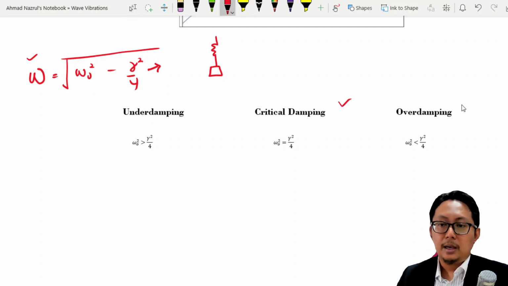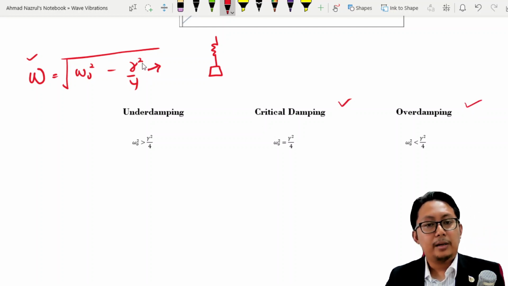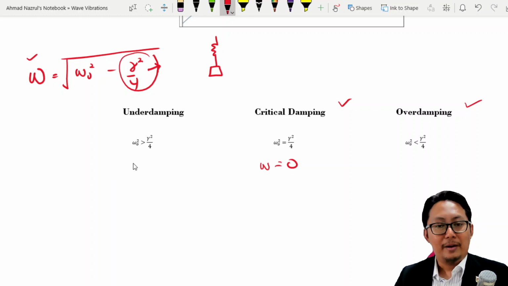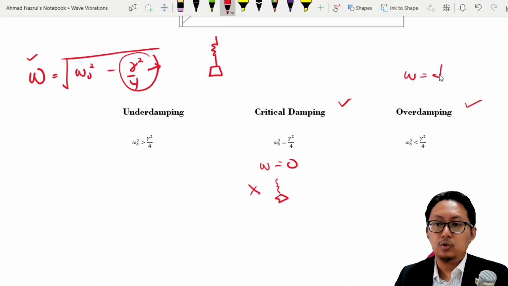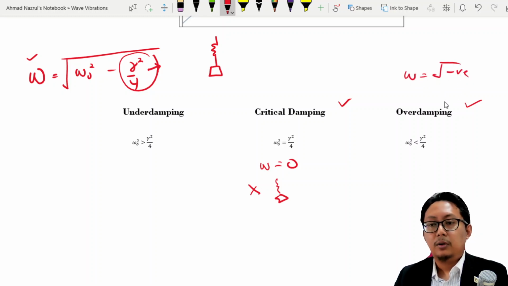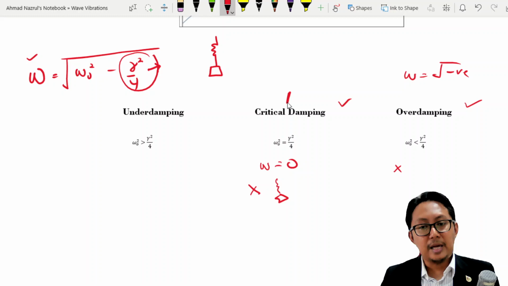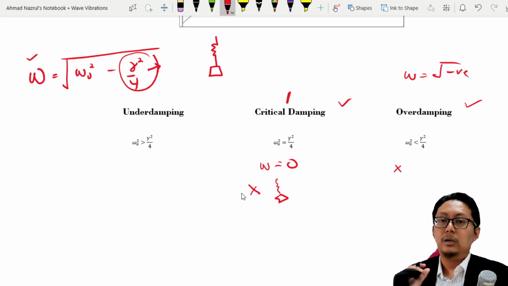How about critical damping and overdamping? Critical damping happens when this value is equal to omega naught squared. So we have here omega equal to 0. What will happen to the system? It should stop. There will be no oscillation. Same goes for overdamping, because you get omega equal to the square root of a negative value, something that you cannot solve. So also, this doesn't have oscillation. The critical point will be the border from underdamping to overdamping. The critical damping is where the system starts to stop oscillating.